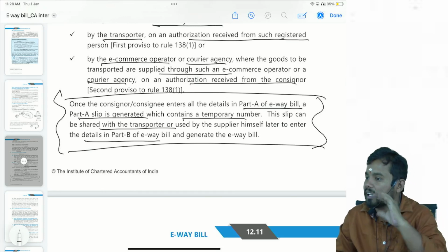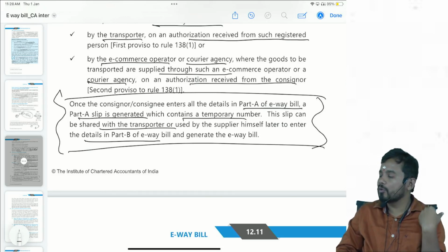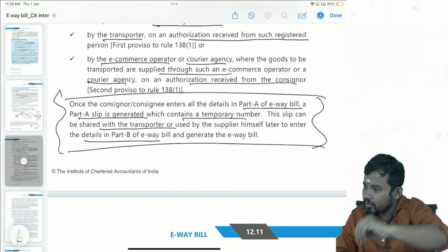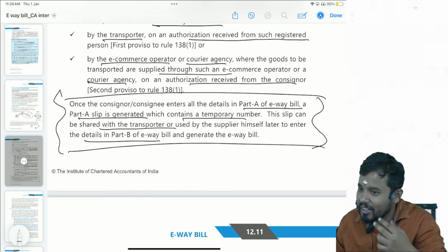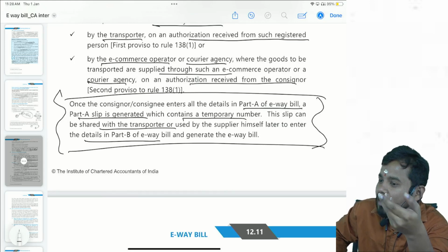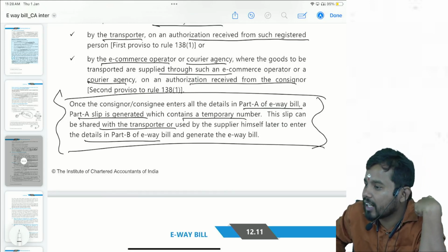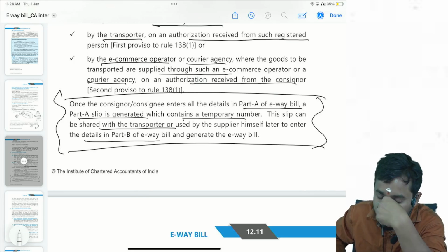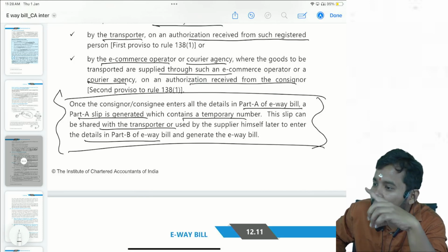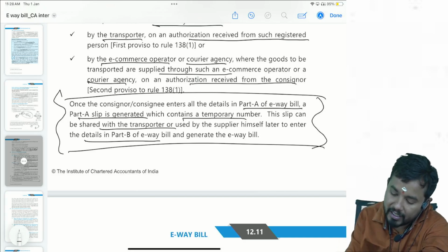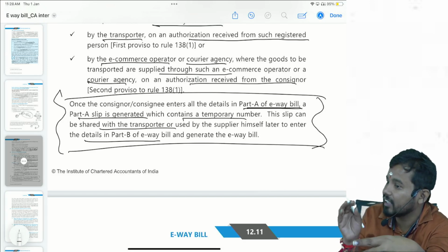See, once the consignor or consignee, for example, I want to send goods to Agastya. He is in Nellore. I am in Hyderabad. So from Hyderabad, the goods have to be sent to Nellore. Now what will I do? Who is the consignor here? I am the consignor. Who is the consignee? He is the consignee. Now what will I do? Part A details I will fill directly. All the details in part A of the E-way bill I can fill, and I will generate a slip.